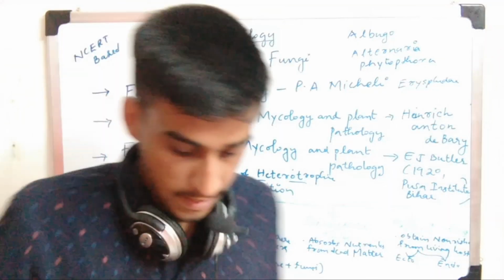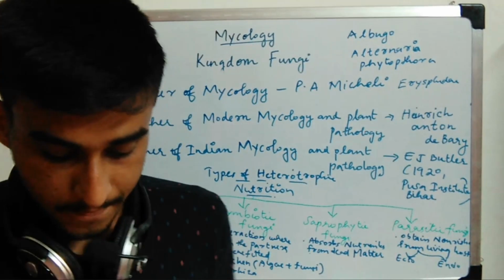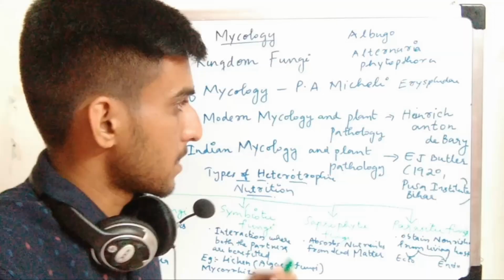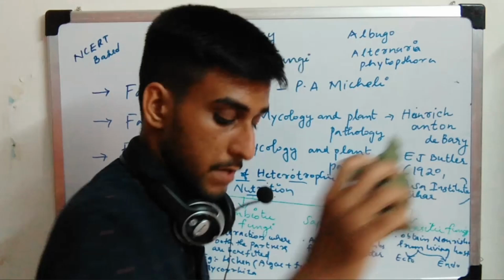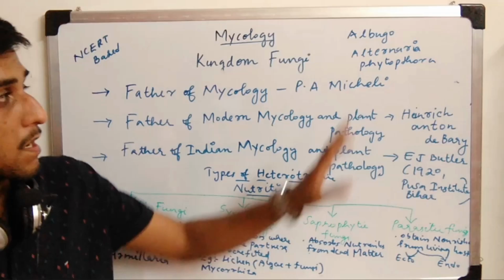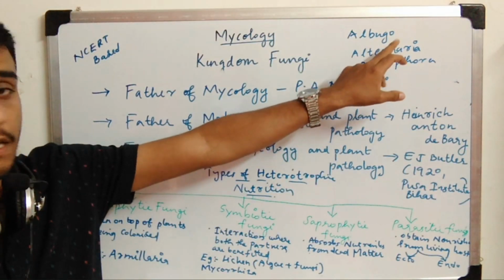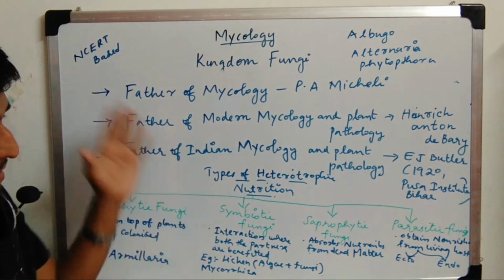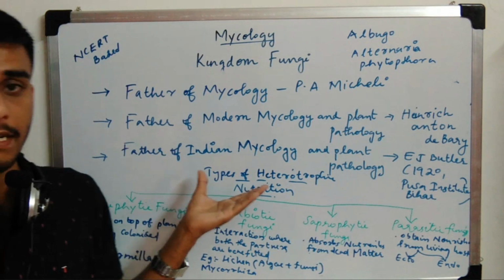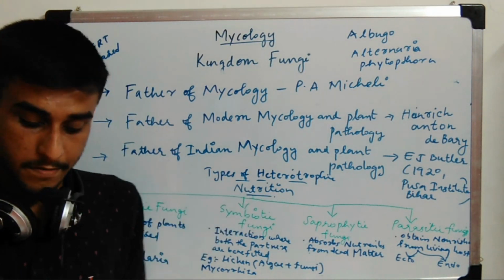And in case of ectoparasitic fungi, this is an example of ectoparasitic fungi. It is also known as powdery mildew. I will write the name later. You just write it as powdery mildew. These three are important for us. So we have discussed everything. I hope you have written it in your paper.